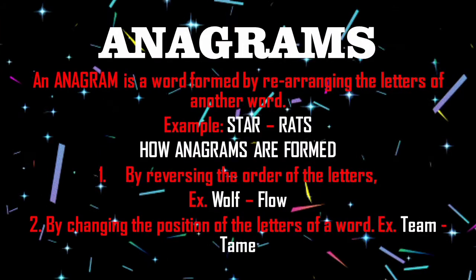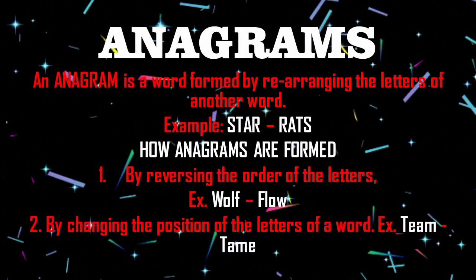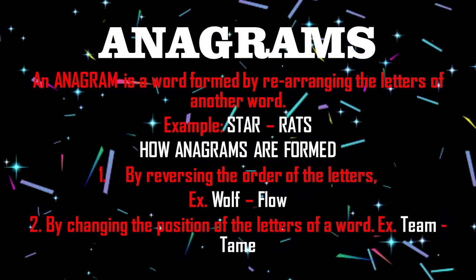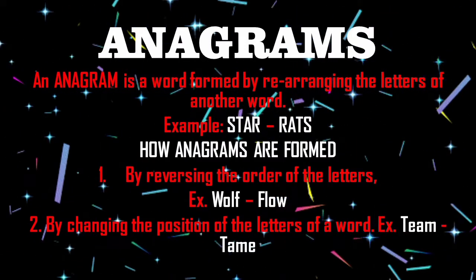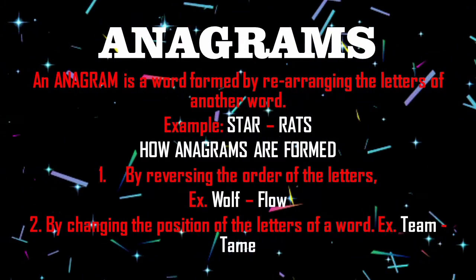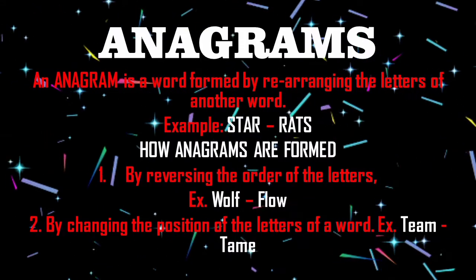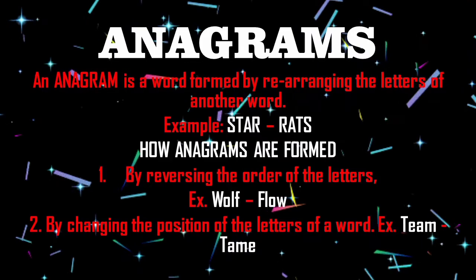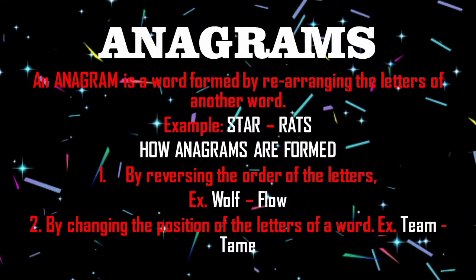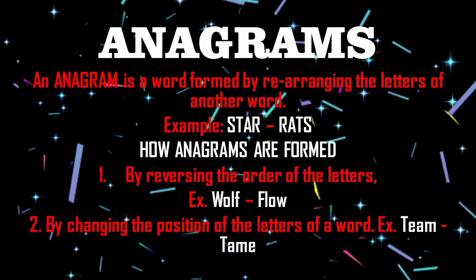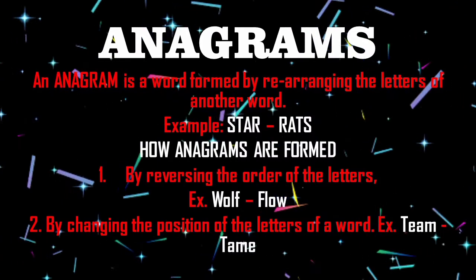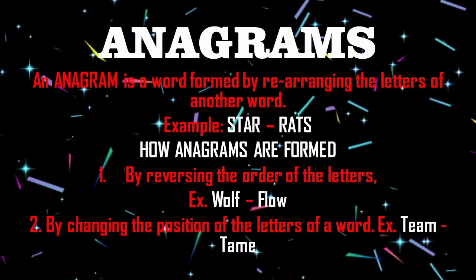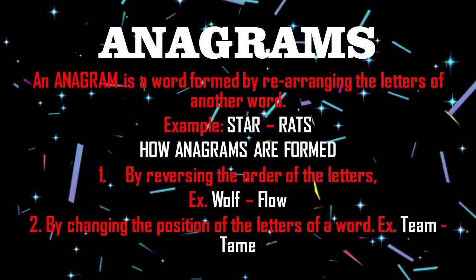Okay, we started this term talking about anagrams. We said an anagram is a word formed by rearranging the letters of another word. For example, if I have the word star, I can write it backwards and I have rats. Amazing, not so? Now, how are anagrams formed?